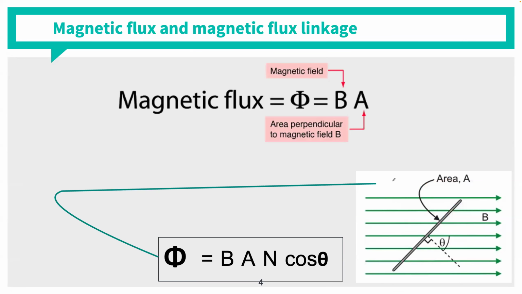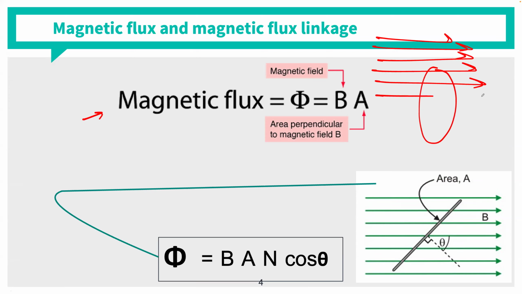Now, before we talk about Faraday's law, we need to understand a term called magnetic flux. So what is a magnetic flux? It is nothing but how many magnetic field lines are passing through a given coil. For example, if this is the coil and these are the field lines passing in this region, these are the field lines in this region.